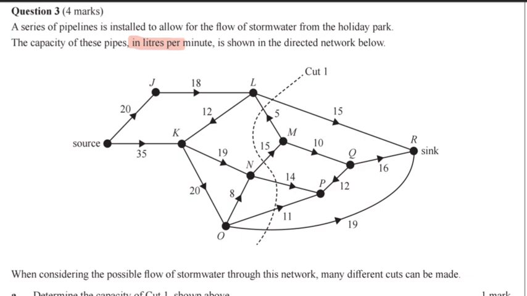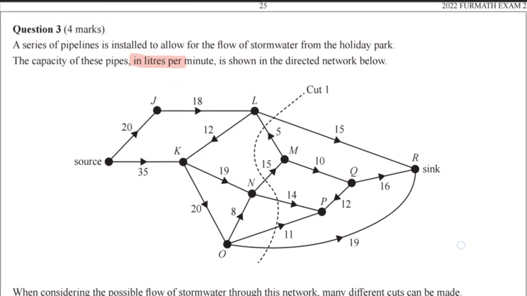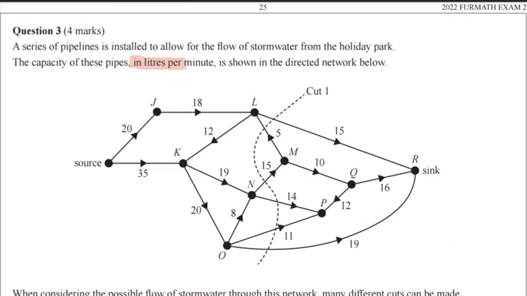So the first question says, when considering the flow of storm water through this park, how many different cuts can be made? Many different cuts can be made. Determine the capacity of cut 1. That's relatively easy. You take all those cuts that go from the source to the sink, and avoid those that go in the backward flow direction.